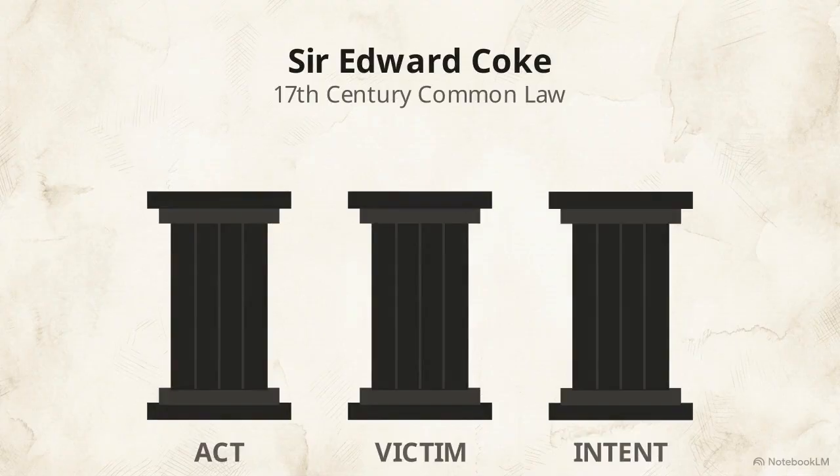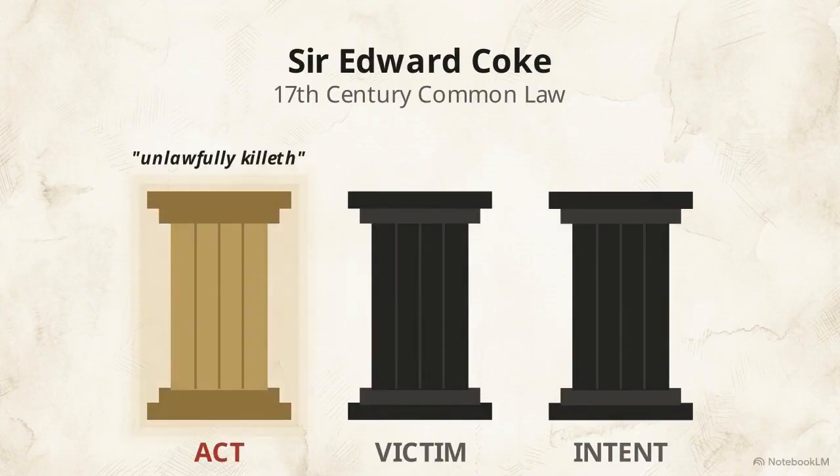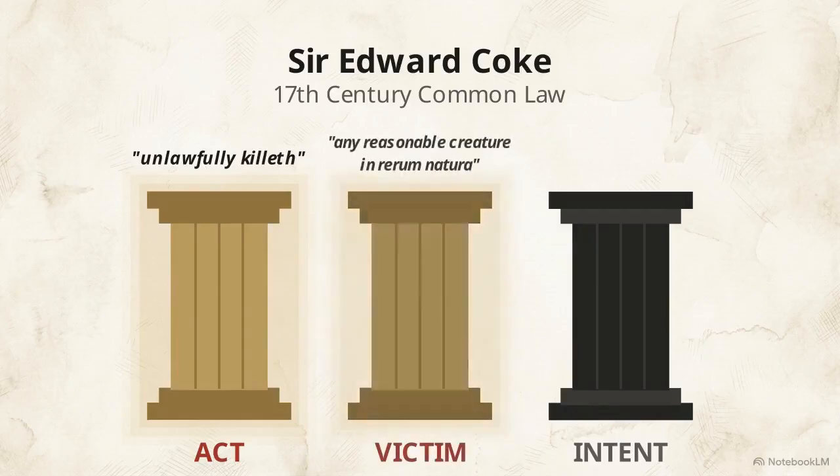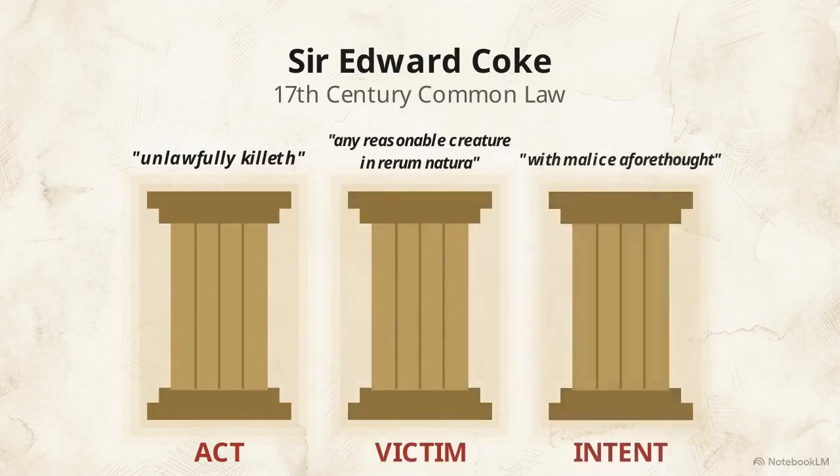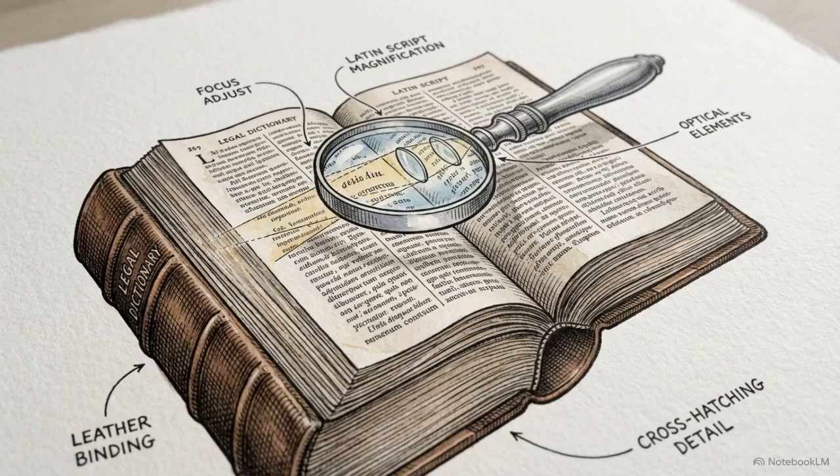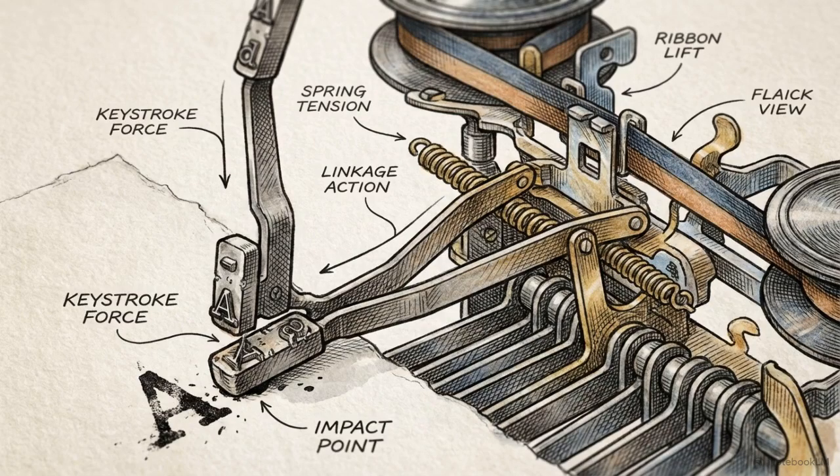His classic common law definition of murder states that a person commits the crime when they unlawfully killeth any reasonable creature in rerum natura, with malice aforethought. That definition forms the actus reus, or the guilty physical act required to commit the crime. It hinges entirely on the phrase, a reasonable creature in being. You cannot legally murder an entity the law does not recognize as a living person.